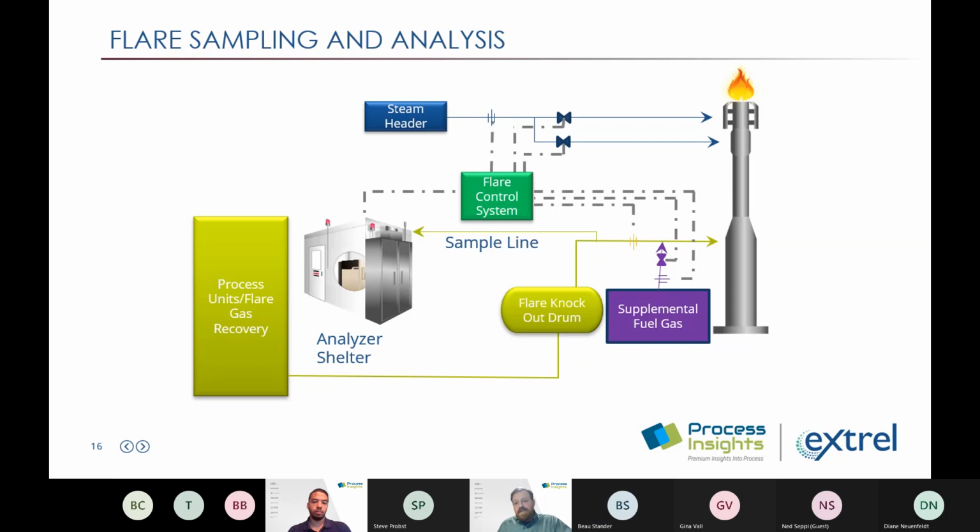So all of the techniques that I mentioned, certainly the mass spec, is an extractive technique. So we're going to have a sample line, right? And that's going to be pulling gas back to the sample house, the analyzer shelter, which typically is not going to be right at the base of the flare. There's all kinds of reasons for that. But they're usually fairly close.